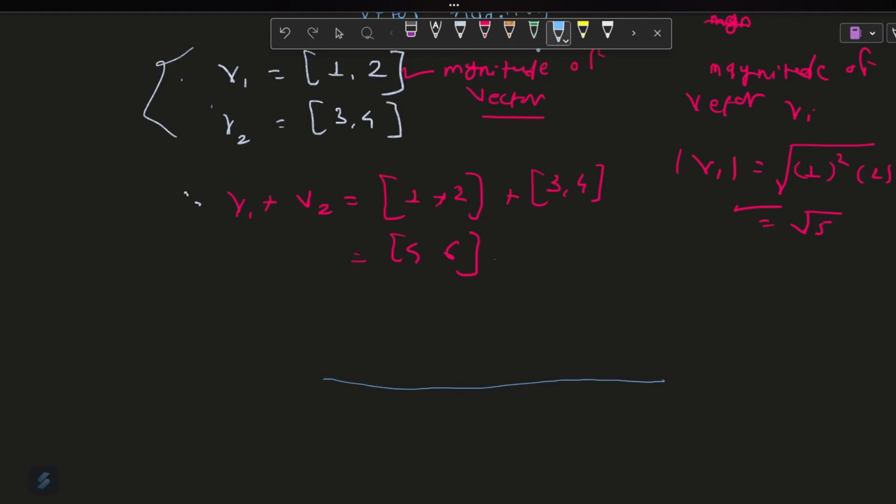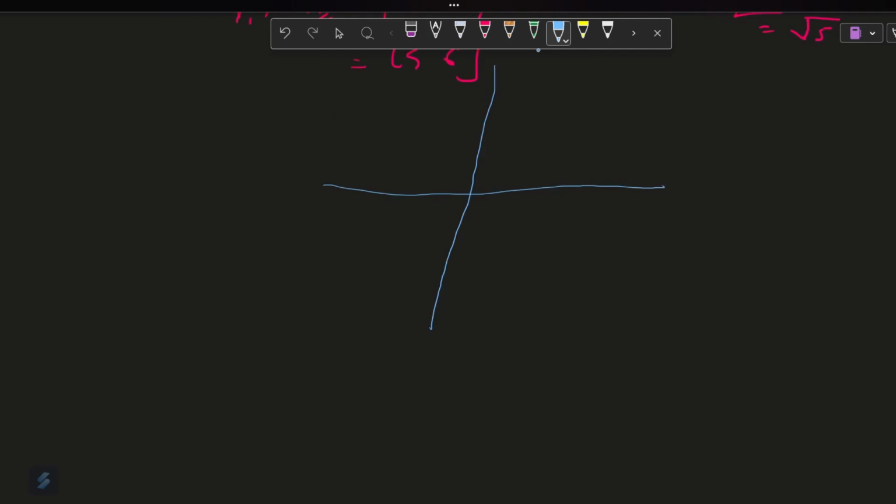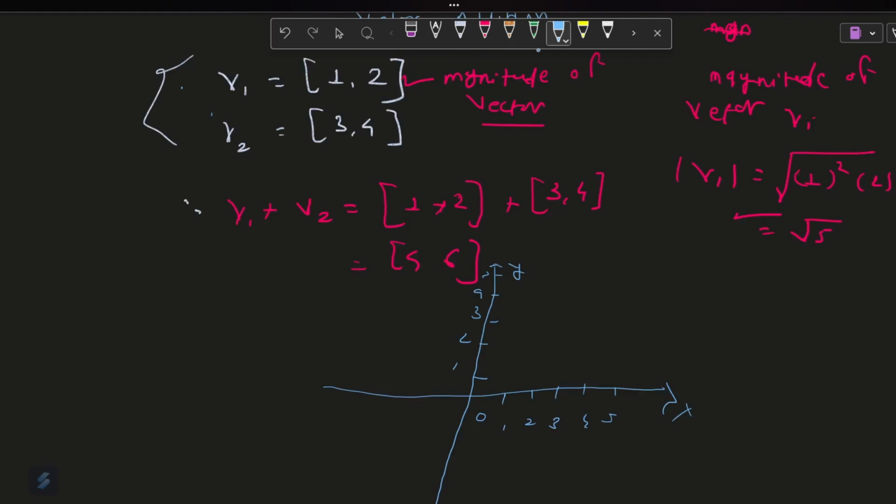So here we have a graph. Not making it properly, no problem. I hope you understand. The 0, 1, 2, 3, 4, and 5, this is the x axis. Similarly, draw 1, 2, 3, 4, and 5, this is the y axis. So a simple drawing. This is v1. v1 is (1, 2), which is a point somewhere. Similarly, v2 is (3, 4), which means that point is somewhere else.